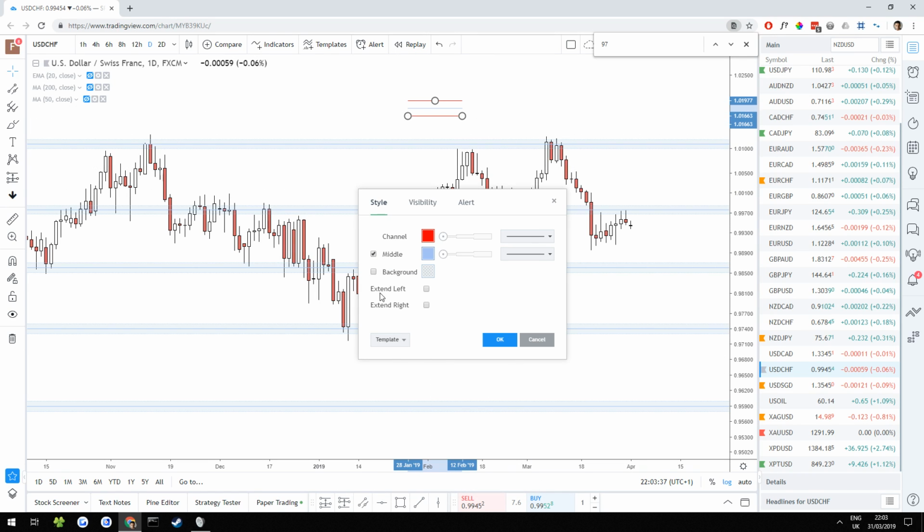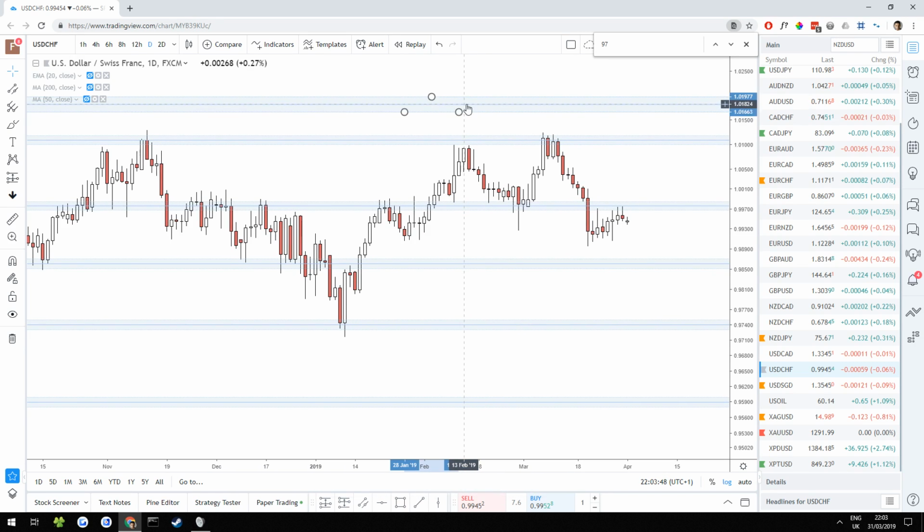Click middle to add a center line. Click background to give it a background. Change the colors to whatever you want. And then most important, click extend left, extend right. And then you get this kind of shaded area.